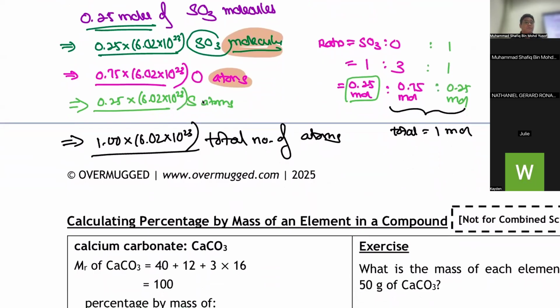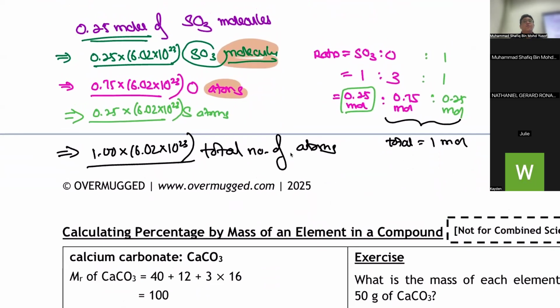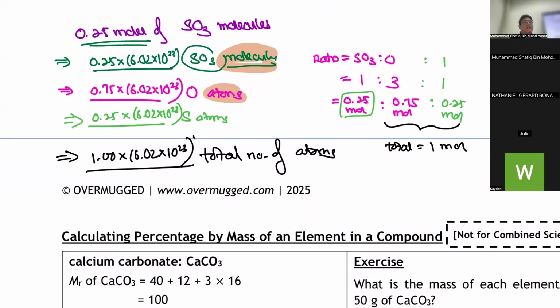Oh, the total mole, is it? Yeah. So because, take note, they say how many total atoms, right? So we already found out that oxygen, the mole is 0.75. Then the sulfur is 0.25, right? So if you add up all the atoms together, it will just be 1 mole at the end of the day. Then of course you multiply by the Avogadro's constant, mole times Avogadro's constant. That's why it's 1 times 6.02 times 10 to the power of 23.